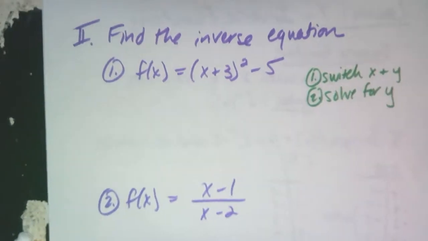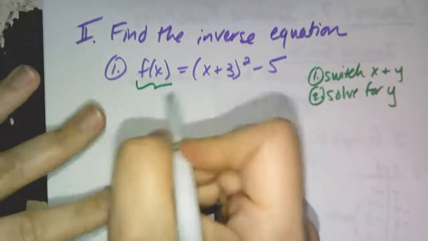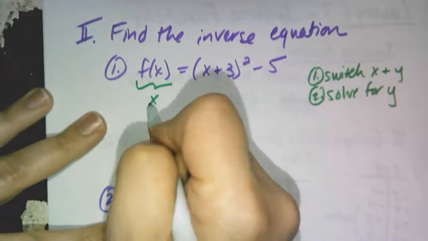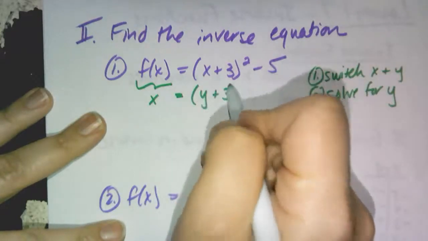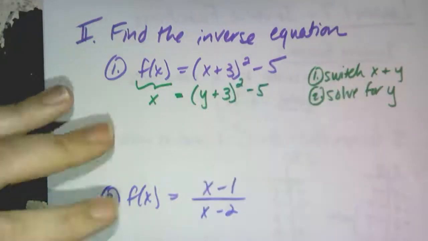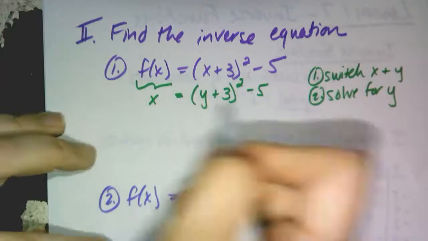Switch x and y. F of x, remember, is your y. So we're going to call this x, and this one I'm going to call y. I'm going to keep everything else the same. Now I'm just going to start solving this for y. Let's talk this through together. What should I do first? Add 5. You add 5.